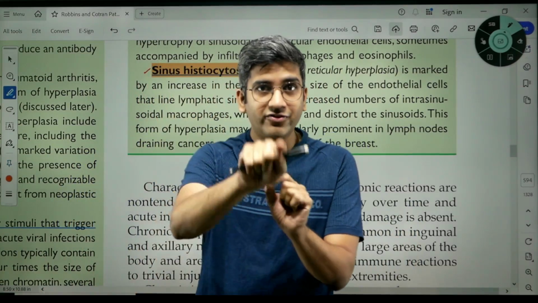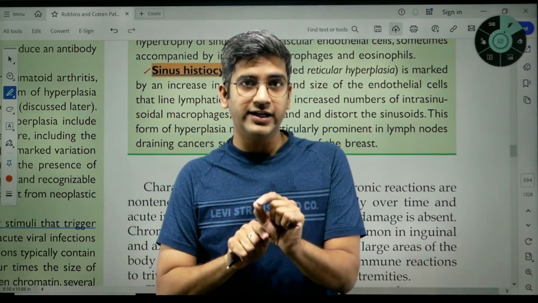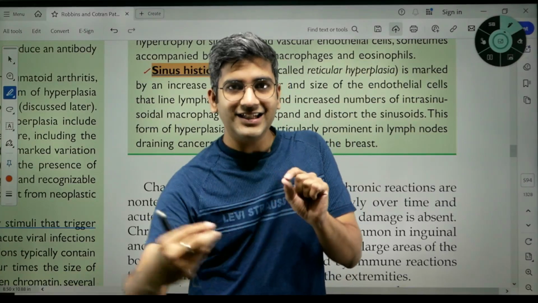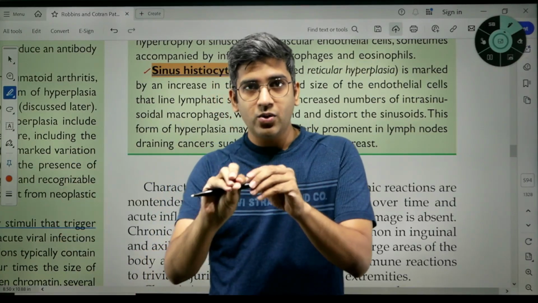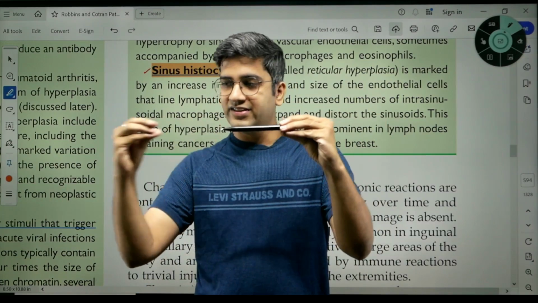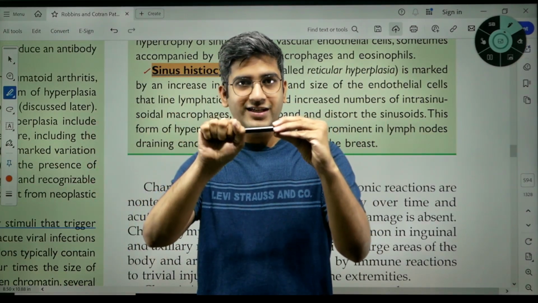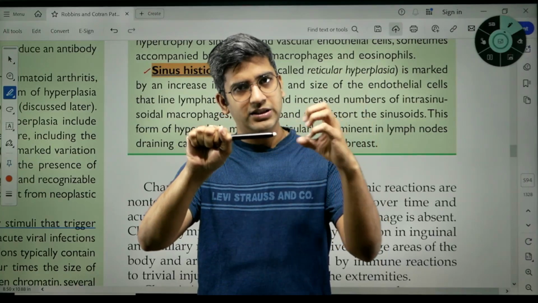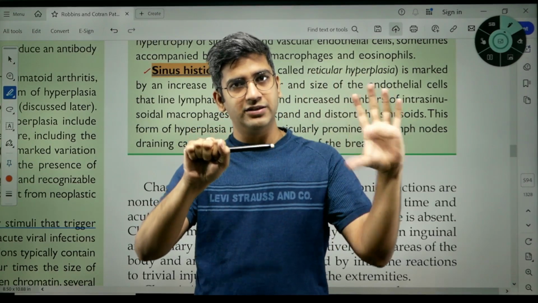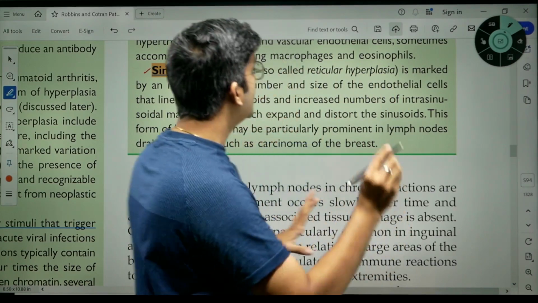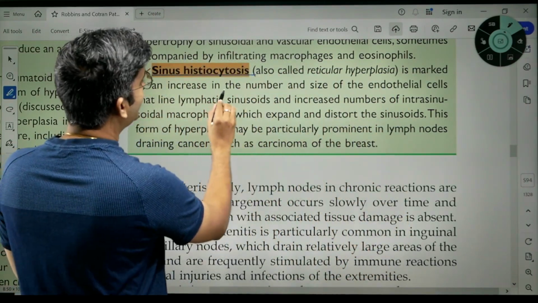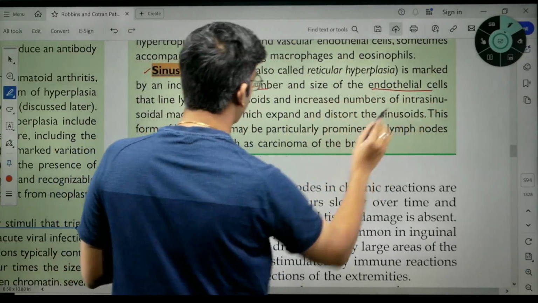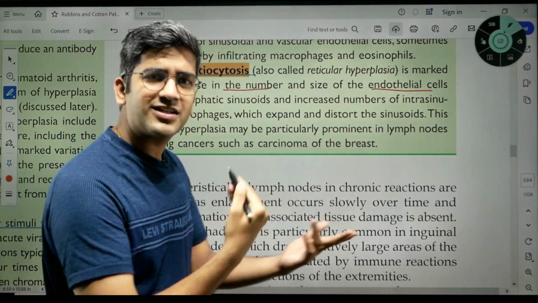Sinus was the point of entry of any cell into the lymph node, right? Okay, and there'll be exit via the medulla, okay? Now, it enters here, it exits here. Let's assume I close the exit. Everything will enter. What will happen to the sinus? Bigger. That's all. Very, very simple, right? So in sinus histiocytosis, you'll have an increase in number and size of the endothelial cells, because the sinus is nothing but a space lined by endothelial cells, right?